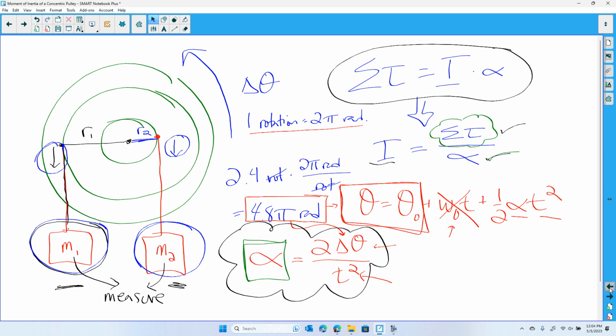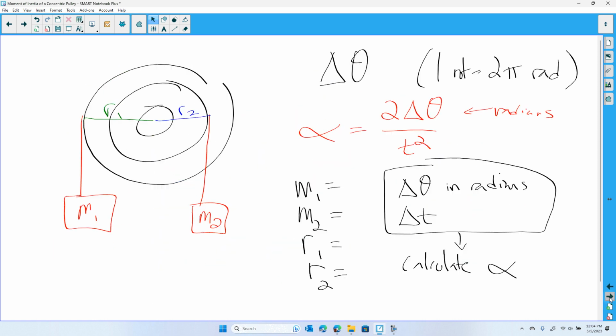What I said to you on Wednesday is don't, not yet. I said on Wednesday, just find the angular acceleration in radians per second squared, and then measure the mass on the left, the mass on the right, measure the distance of each mass to the center of rotation, and we'll figure the rest out later.